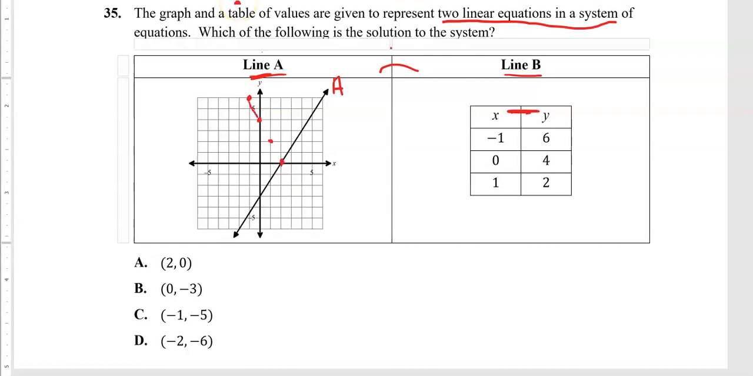So again, if I connect my lines without my line tool, since it disappeared on me, we're going to find our connection right there. And so that answer is going to be positive 2, 0, which is A.